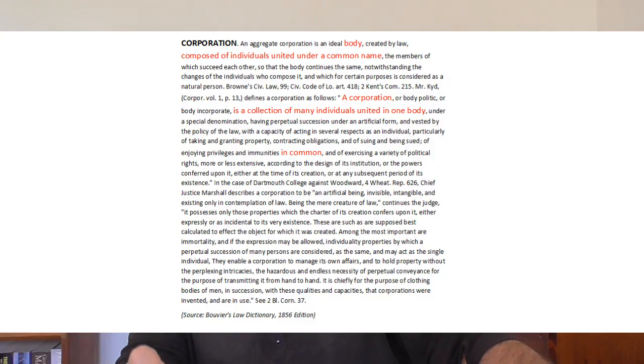And then Bouvier's Law Dictionary. Corporation, body composed of individuals united under a common name. A corporation is a collection of many individuals united in one body in common. So there's a couple of key things there. What I'm going to do is take all those things that I just read, mash them into one document and read them all one after another, so that you can see that in each of those definitions there are key elements that they're all mentioning. Different, saying it slightly differently, but ultimately with the same key elements.